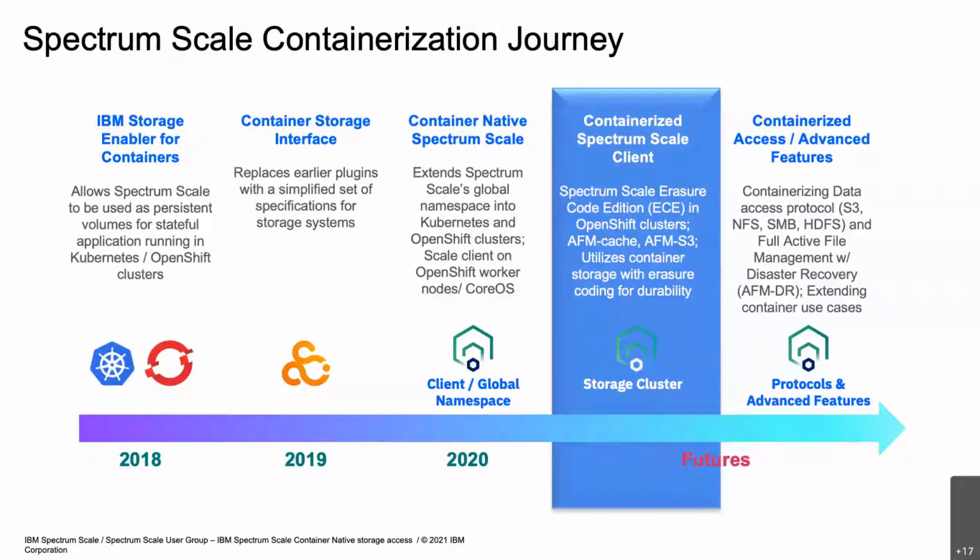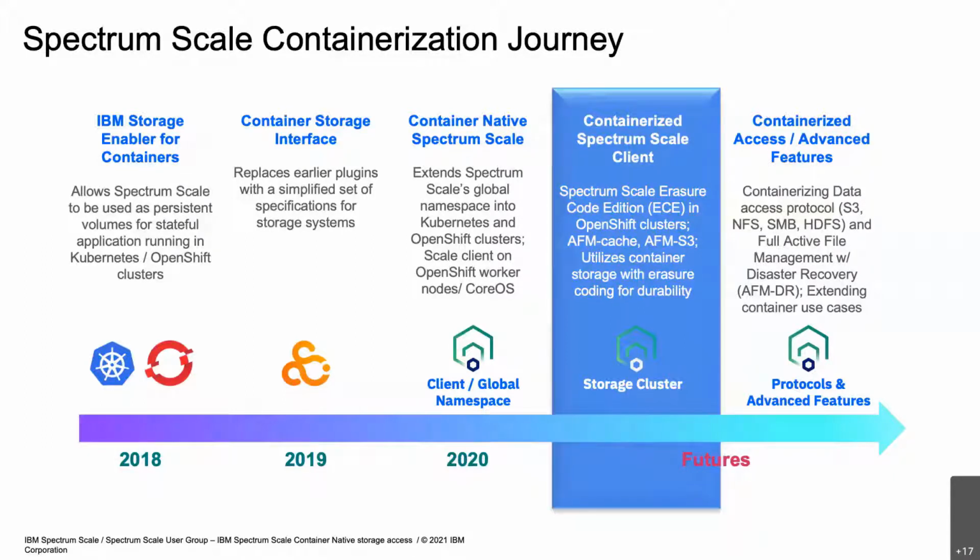In 2020, we introduced the first release of container native Spectrum Scale. And this is introducing the client-only version of Spectrum Scale with remote mount to a storage cluster that's on-prem. So just to be clear on this little thing here, CSI alone with a classic Spectrum Scale deployment can be used in Kubernetes.